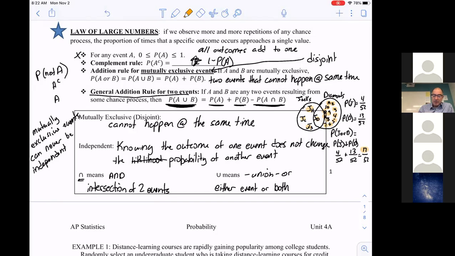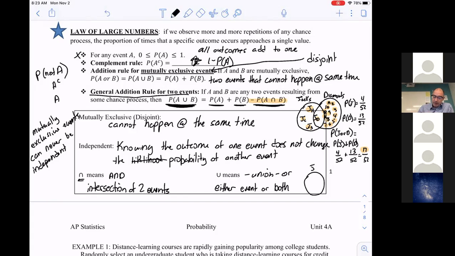Yes, the jack of diamonds. I ended up counting it with the 17 here, so I counted the jack of diamonds twice. That is why in my general addition rule, I'm going to subtract the intersection. Now, if my events are disjoint from the very get-go, then the intersection of those two is going to be 0.